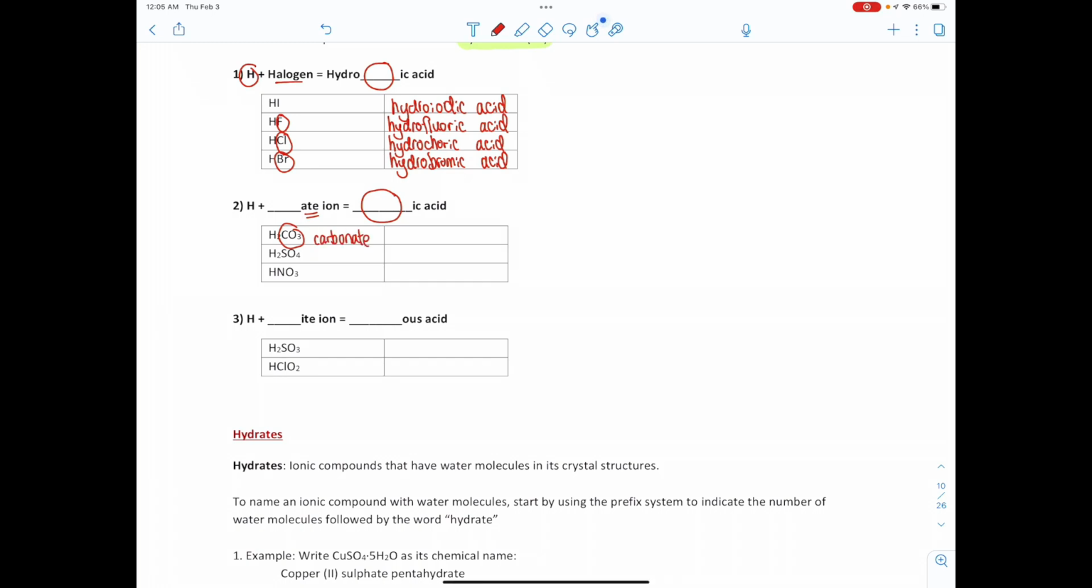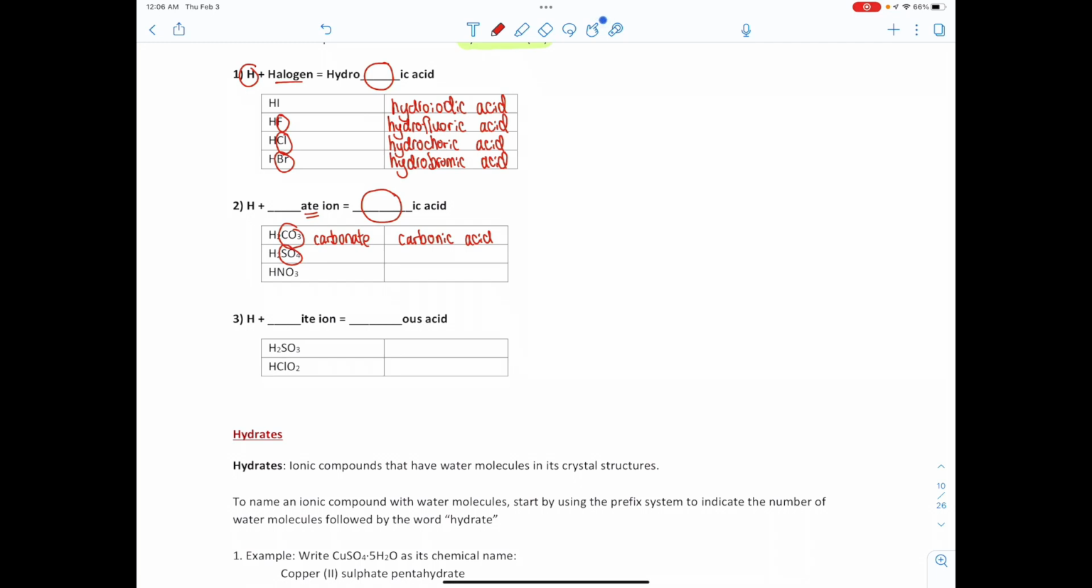And so what we're going to do is keep the first part, which is the carb, or the carbo, and this is going to be carbonic acid. So the carbonate, the carbo, and then we keep the IC. We pronounce it as carbonic acid. Same thing here when we look at the anion, SO4.